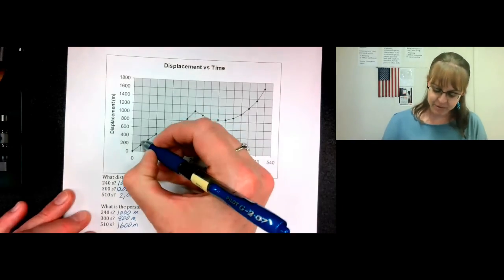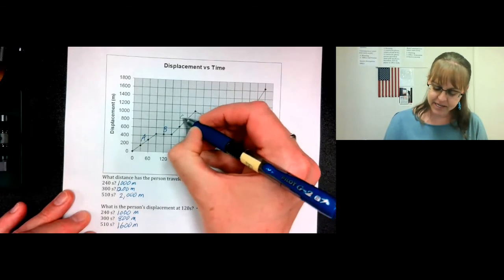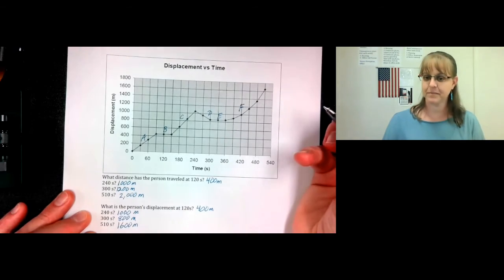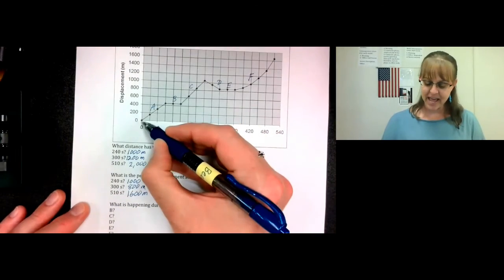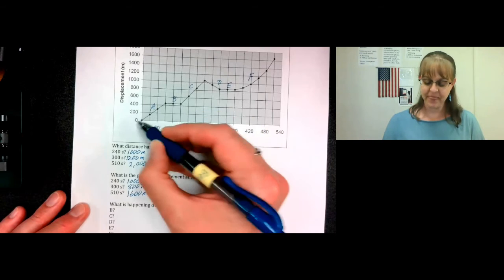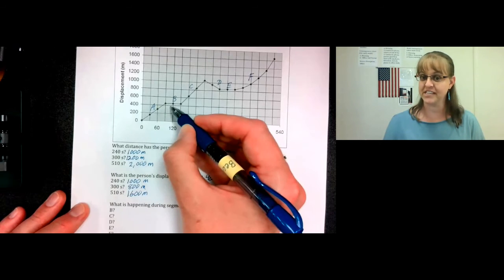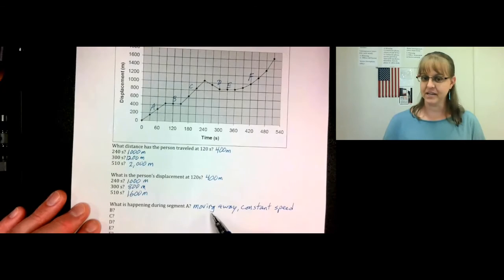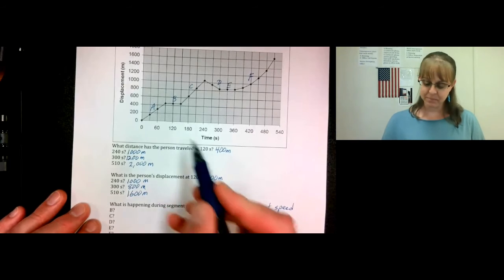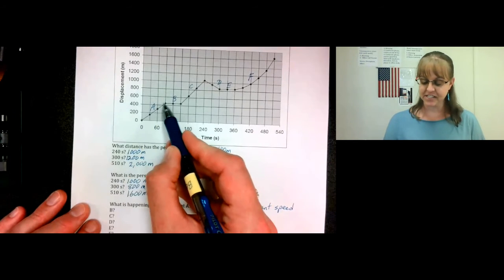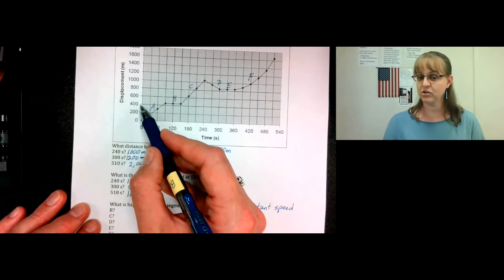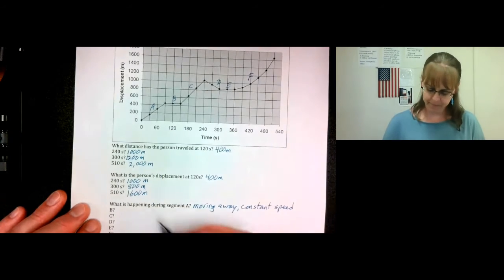Now, let's label these segment A, B, C, D, E, and F. During segment A, you are moving away. There is a steady slope, so there's a steady or constant speed. So, on segment A, you are moving away at a constant speed. Segment B, the distance is not changing. Therefore, it's not moving. It's sitting 400 meters away, not moving.